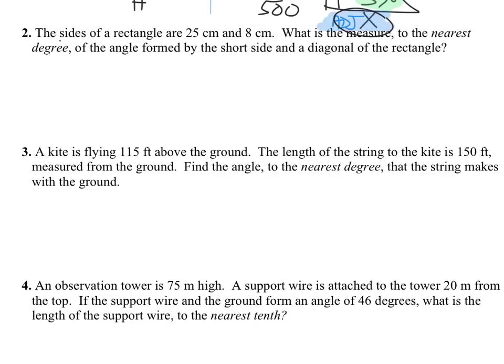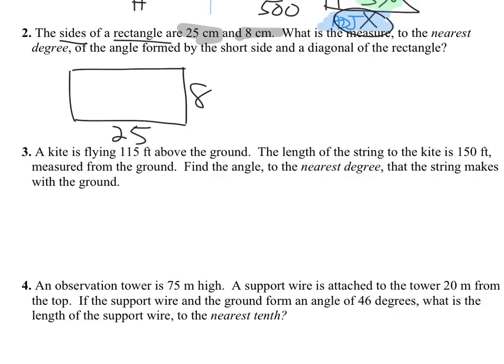Problem 2, the sides of a rectangle. So I'll draw my rectangle. The sides are 25 and 8. So I'll label the longer side as 25 and the shorter side is 8. What is the measure to the nearest degree of the angle formed by the short side and the diagonal of the rectangle? Well, here's the short side.